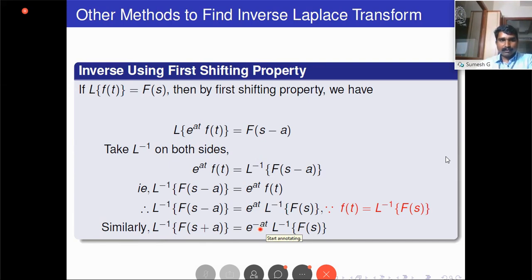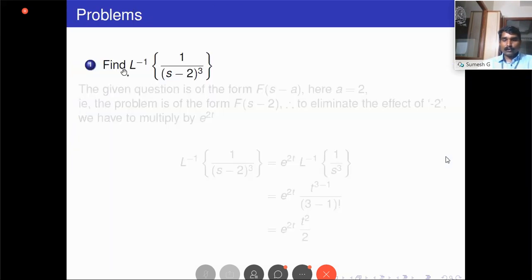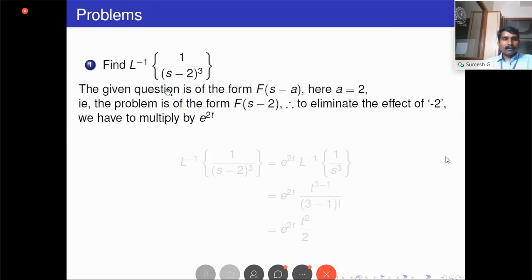We will discuss only one question now because time is up. First question, find L inverse of 1 by s minus 2 whole cube. The given question is of the form f of s minus a, and here a equal to 2. So it is of the form f of s minus 2. So we have to eliminate minus 2. To eliminate minus 2, we have to multiply by e raised to 2t.